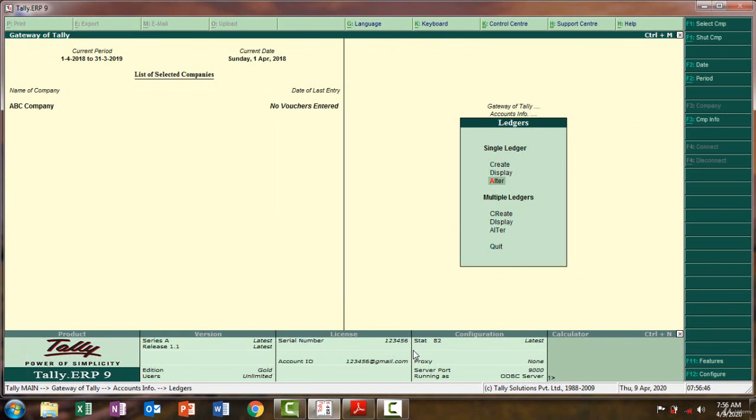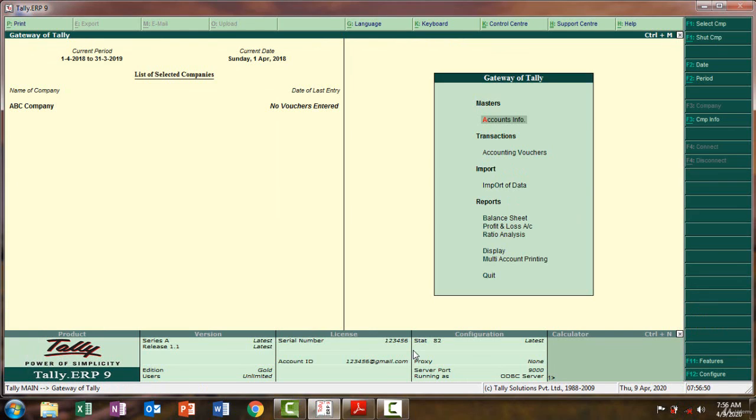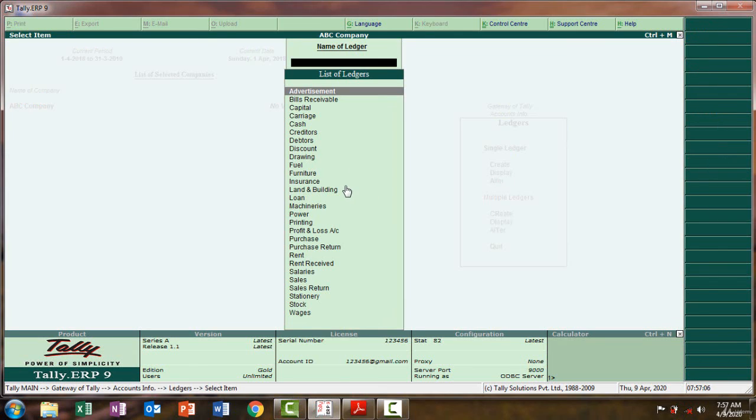So this is the alter information, and if you want to edit anything else, you can go to the Gateway of Tally, then Account Info, then go to Ledger, Single Ledger and Alter. If you want to see all the ledgers, you can see here what ledgers you created. It will appear in this display.